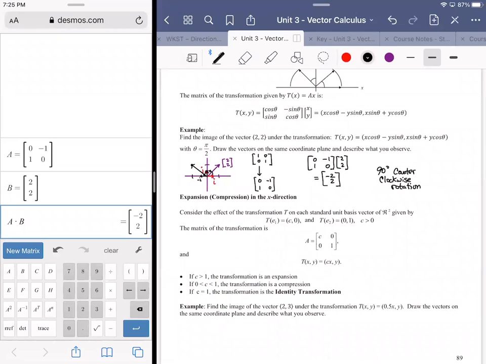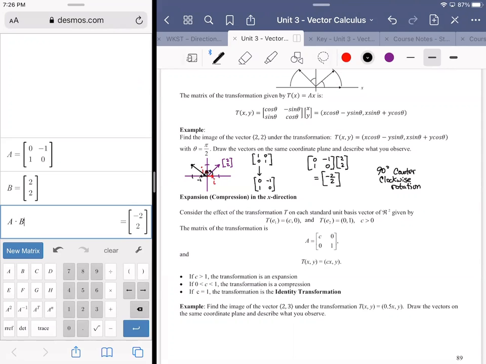All right. Now, you have what's known as a shear, right? Or any kind of expansion or compression in one direction that's not in the same direction, or doesn't have the same characteristic in the other direction. So the example here, find the image of 2, 3 under the transformation 0.5x comma y.